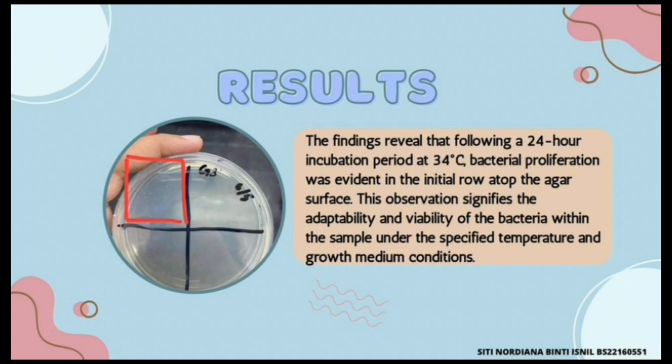For the results of the streak plate method, we found that following a 24-hour incubation period at 34 degrees, bacterial proliferation was evident in the initial row atop the agar surface. This observation signifies the adaptability and viability of the bacteria within the sample under the specified temperature and growth medium conditions.